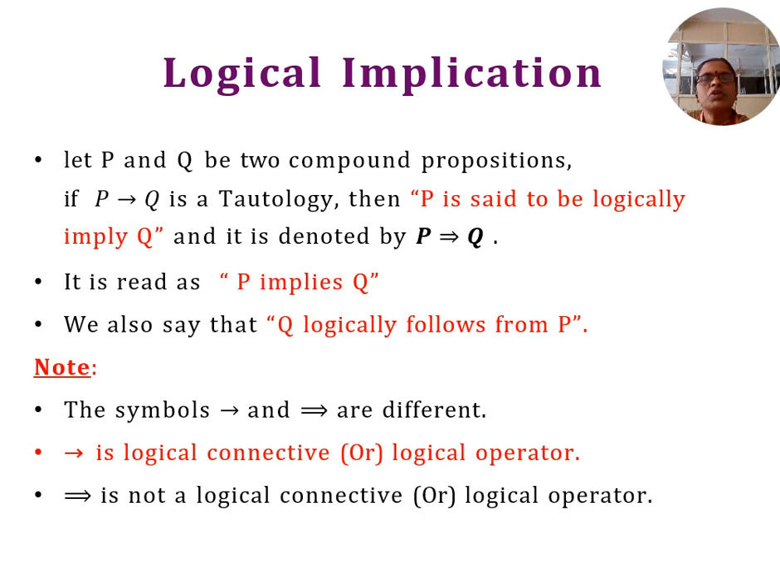Let P and Q be two compound propositions. If P implies Q is a tautology, then P is said to logically imply Q and it is denoted by P implies Q.